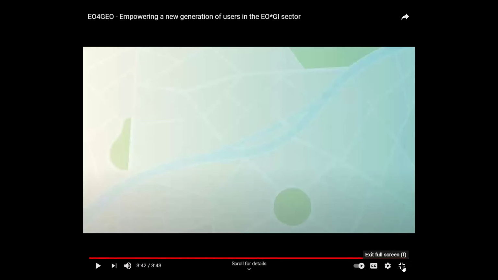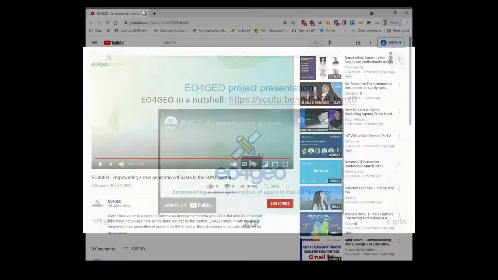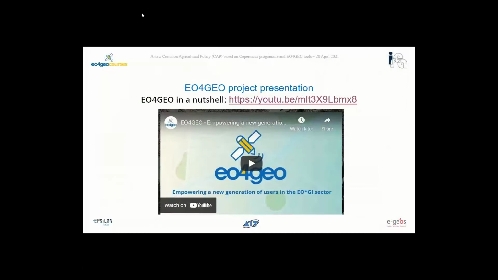Okay, now let's move back again to the presentation, and just to provide you a link between what you have just seen and the training action. The training action consisting of the webinar on common agricultural policy supported by Copernicus data is exactly one of the training actions that will be part of the training offers of the EO4GEO project.